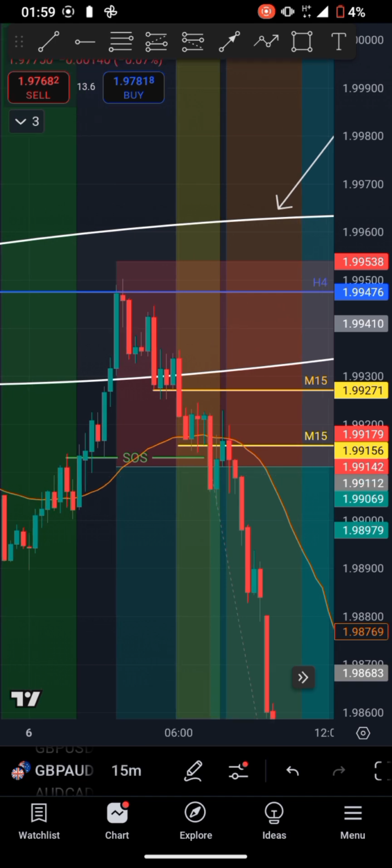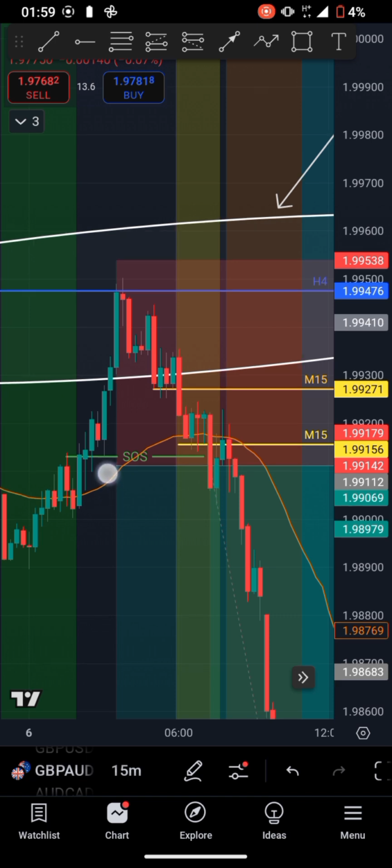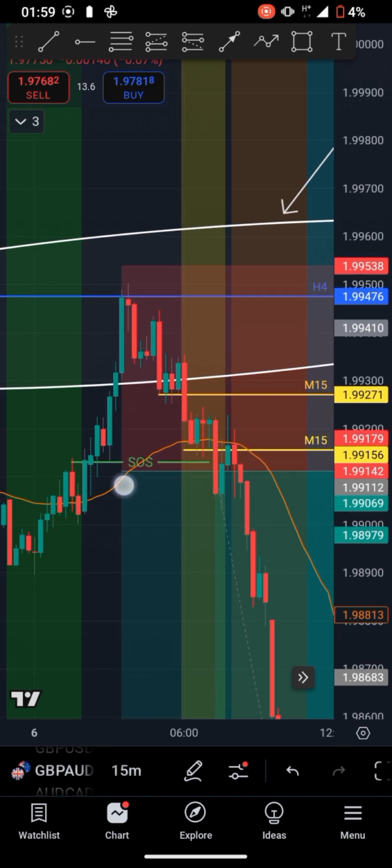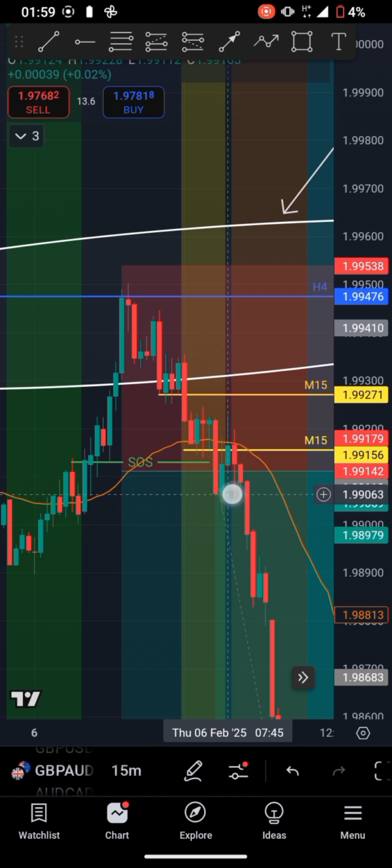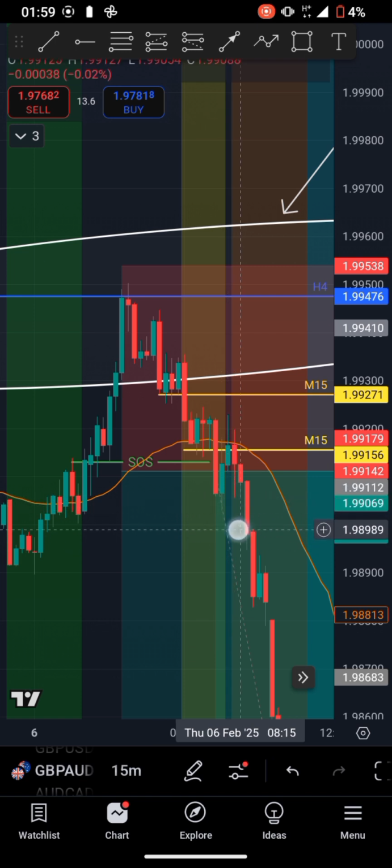Because if you notice, on the daily time frame we use a 4-hour shift of structure, and on a 4-hour trend we use a 15-minute shift of structure. So price shifted structure beautifully here, and price pulled back exactly at my entry time, 1 hour after London session. This was where I entered my trade.